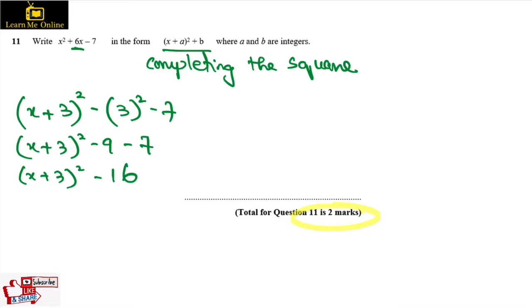Because a and b are 2 integer numbers, clearly you can see that if we compare them together, a is 3 and b is minus 16.